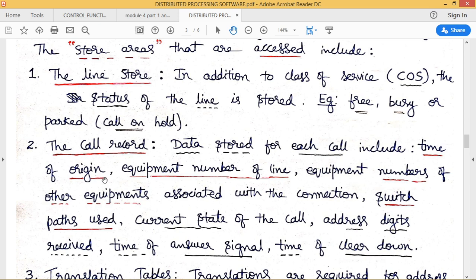the time of origin, that is at what time the call is originated for the system, and the equipment number of the line. So the end user will be having his own equipment number, or the telephone will be having its own equipment number. So all the equipment numbers of end users must be available with the call record. Similarly, the equipment numbers of other equipment: with respect to a particular exchange, the different equipment that are connected and their equipment numbers must be available with the exchange. These are the store areas.